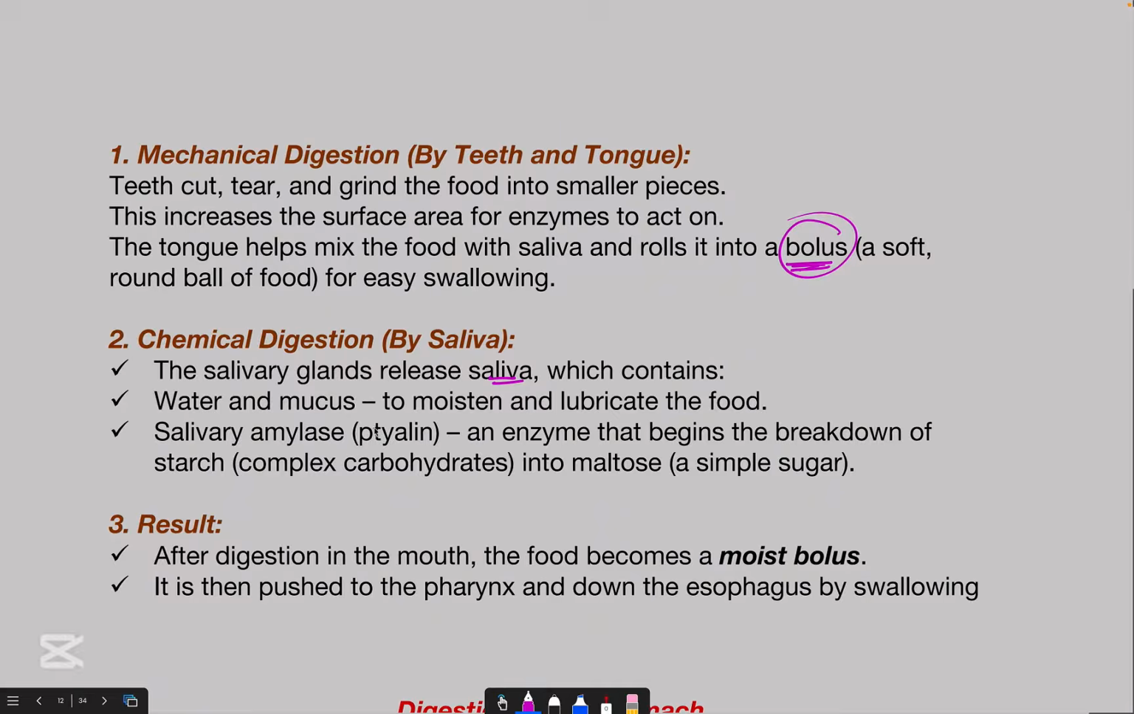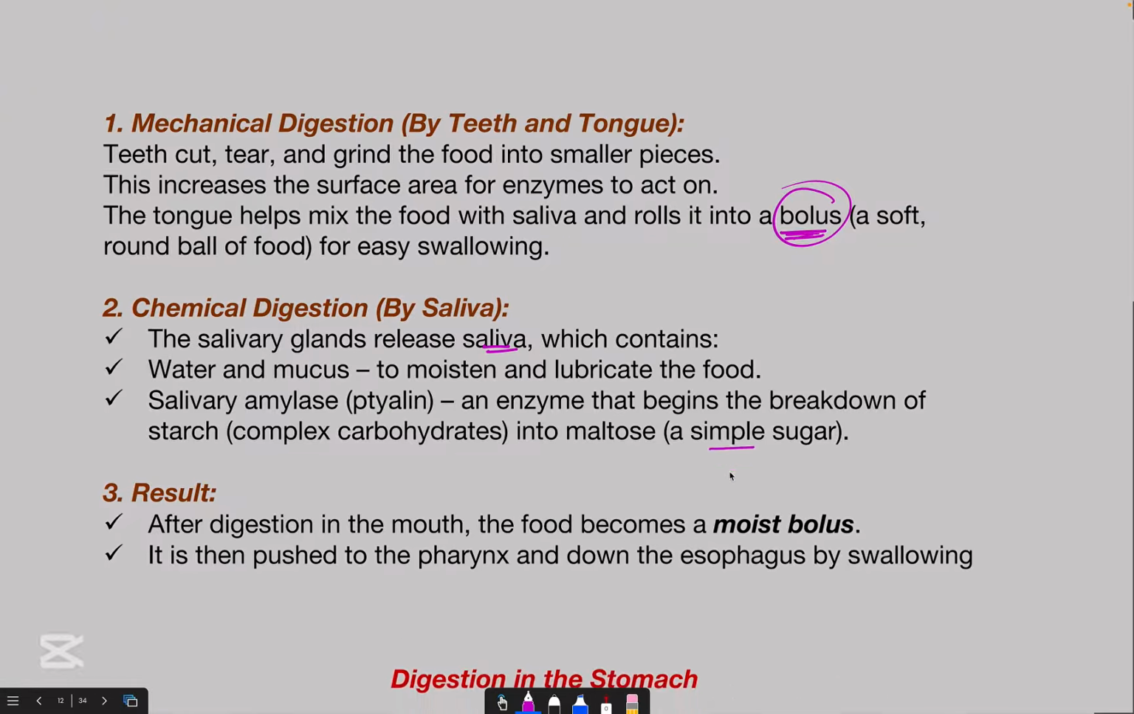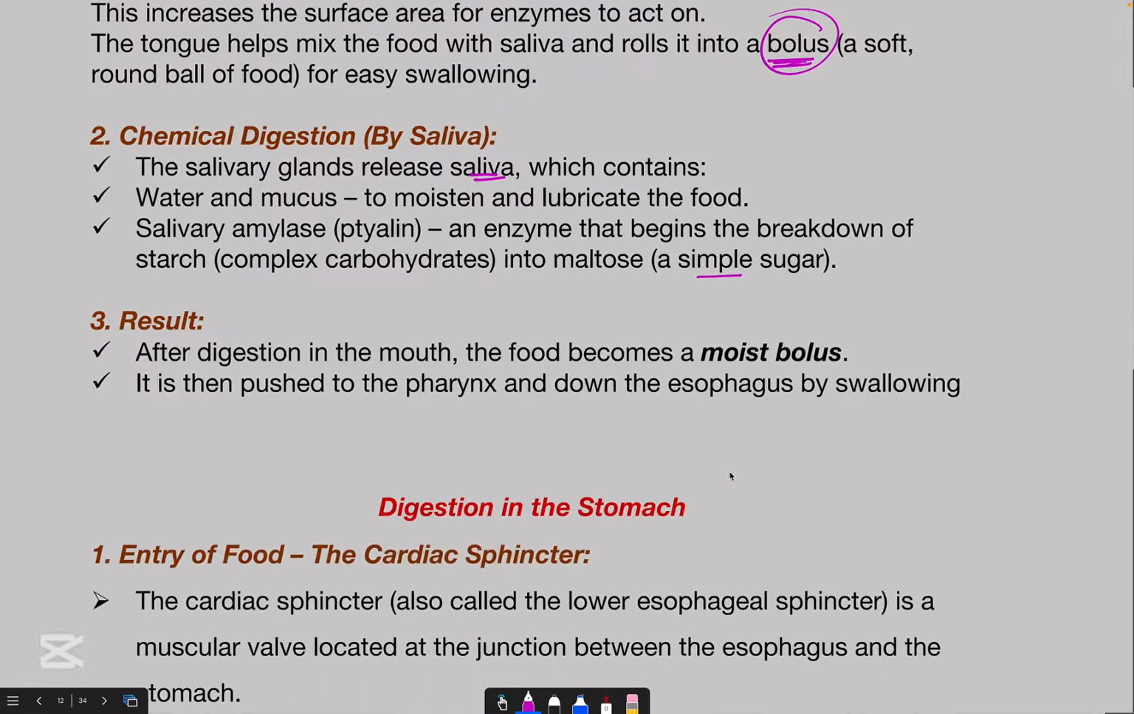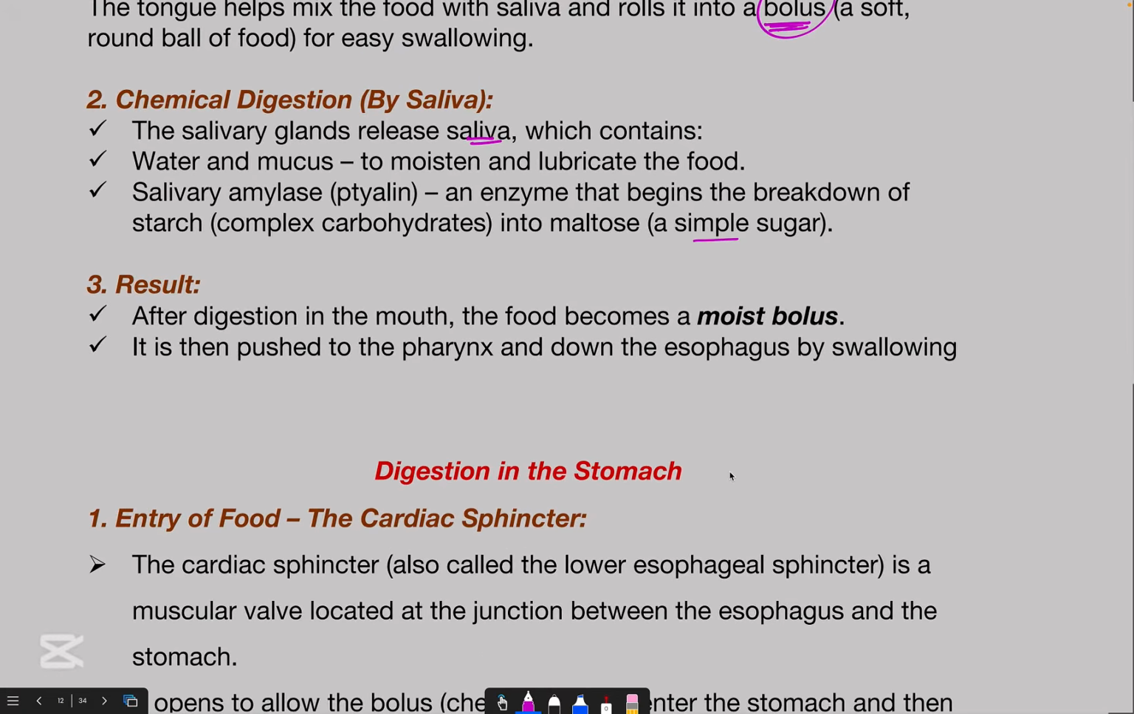We've talked about salivary amylase, like ptyalin, an enzyme that begins the breakdown of starch, a complex carbohydrate, into maltose, a simple sugar. Now, after digestion in the mouth, the food becomes a moist bolus. It is then pushed to the pharynx and down the esophagus by swallowing. It goes down. Are you getting it now?